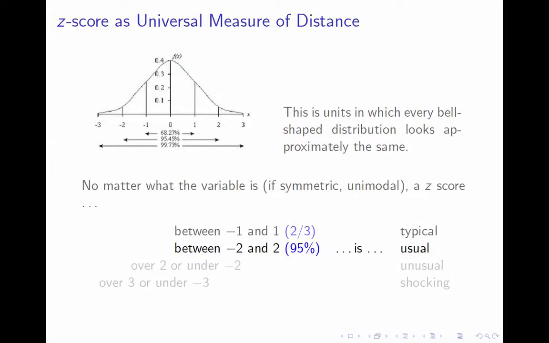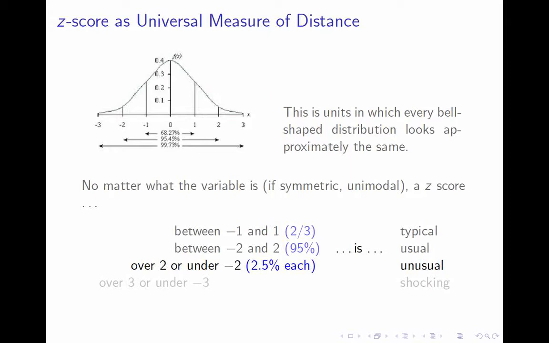95% have z-scores between -2 and 2. So 19 out of 20 women have a z-score between -2 and 2. Everybody in this class, although I'm obviously not looking at a class right now, but everybody but 1 or 2 people has a height in that range. That's the usual range. And on the other hand, a z-score above 2 or below -2 is unusual.